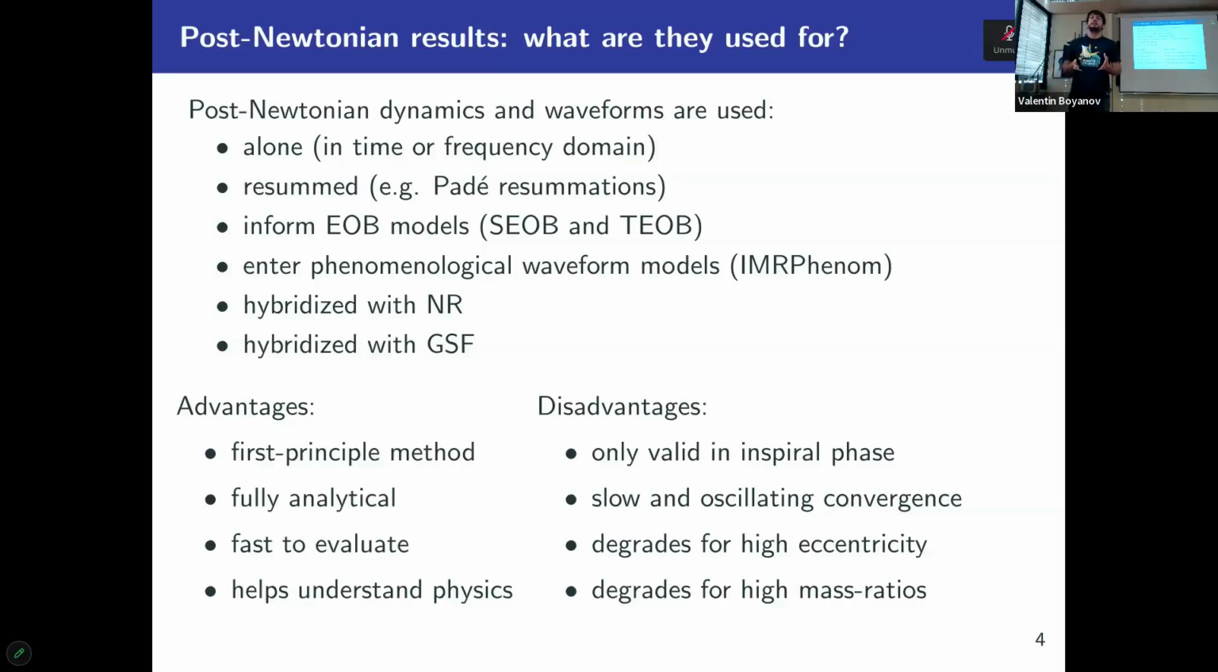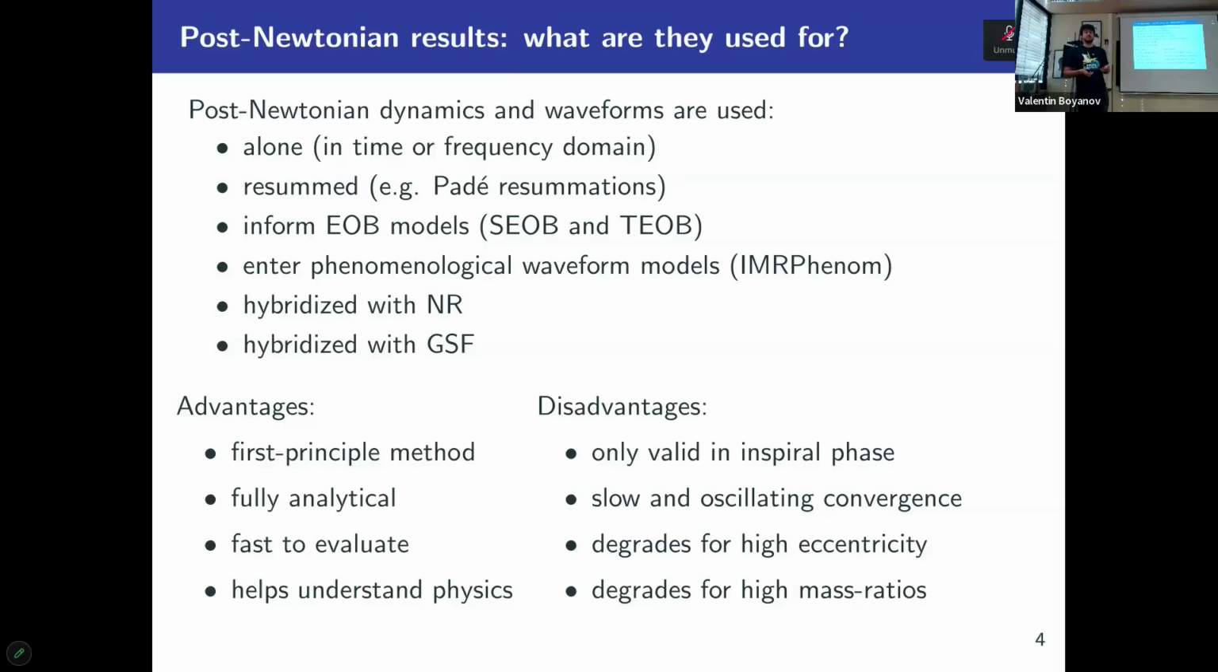This is really the bread and butter for everything which is weak field and very long times, which numerical relativity, for example, typically can't resolve. The advantage is that it's a first principle method. First of all, it's ab initio, unlike resummations where you make some guesses. This is an actual prediction about the asymptotic properties of general relativity. It's fully analytical, fast to evaluate, and in many cases helps us understand physics in a way you don't have access to in other methods, because you actually have an analytical handle over things.